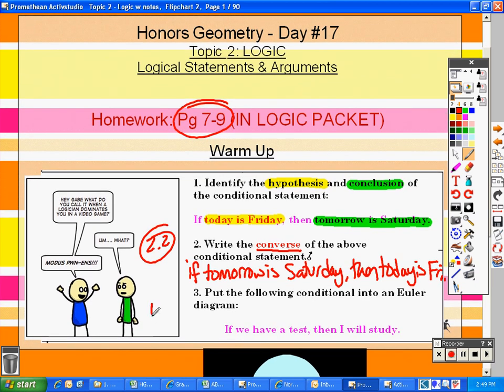Alright, I'm going to kind of do it right over here. Inside the box, we put the conclusion, which is I will study. I'm just writing study. And inside the circle that's inside the box, we put the hypothesis, which in this case would be test. Let me change pens here. Test. Whoa, that's very hard to read. However, you can see that there are lots of reasons that you might study, hence the box. One of those reasons is a test, hence the circle.